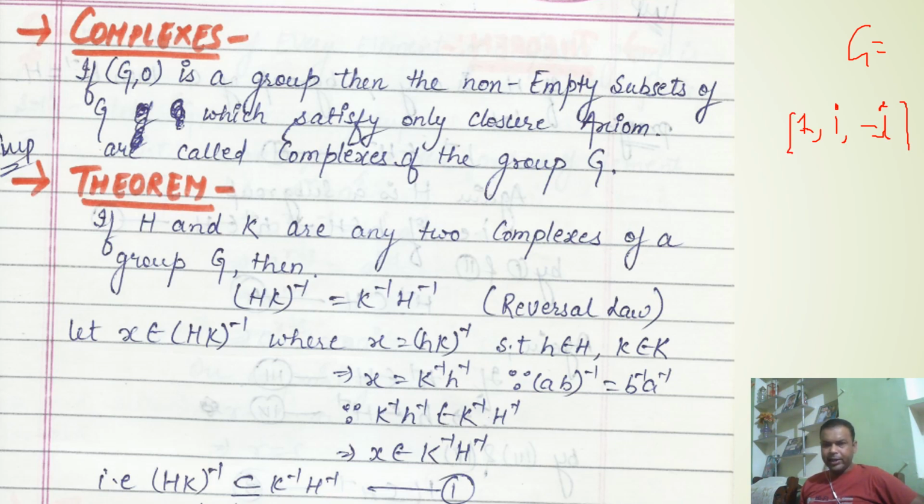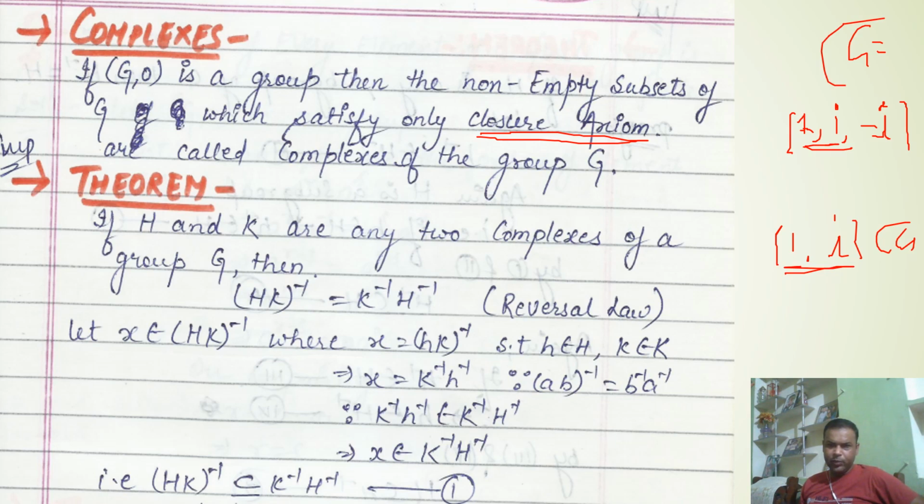And if you take some parts from this, suppose you take these two elements, 1 and iota, then this is a subset of G. So any subset of G which satisfies only the closure property is known as a complex.